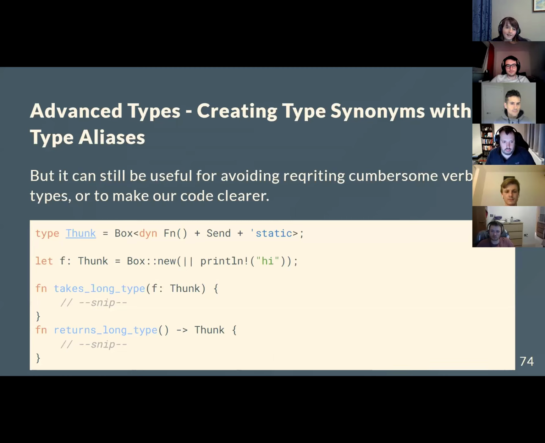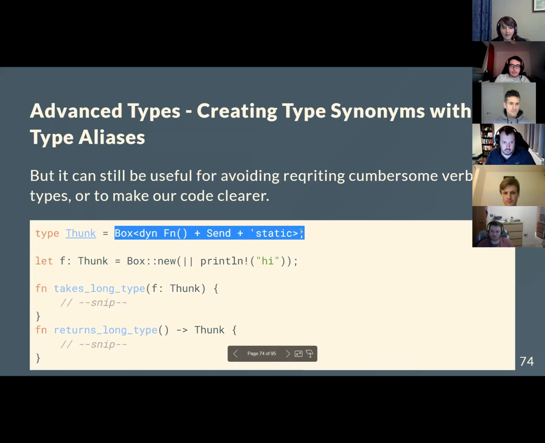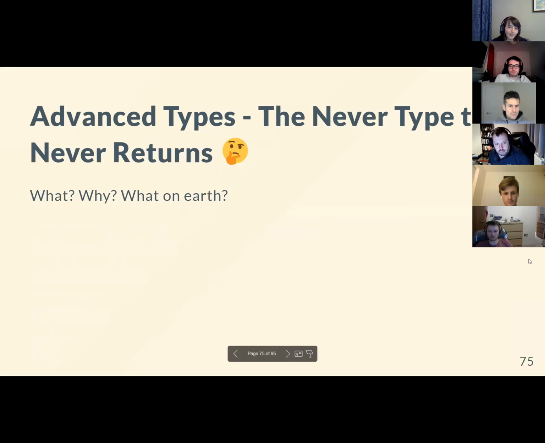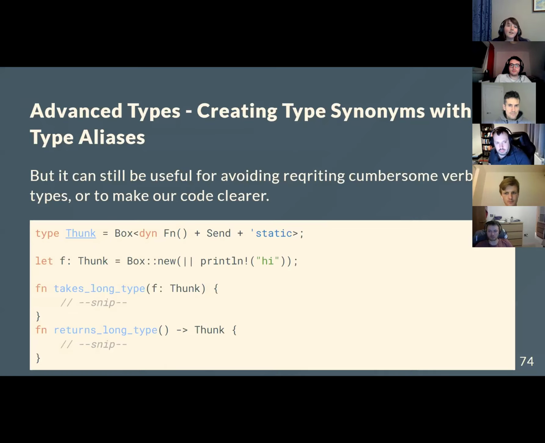But it can still be useful though for, if you do just want basically a type alias, you don't want any of that safety stuff because you're never doing anything special. So for example, if we're dealing with a type that's got a really long type description and we know we're going to use it a lot, then we can just set up a little type alias at the top, and that way we can use it wherever we would have put in that long type, which can make our code a lot clearer.